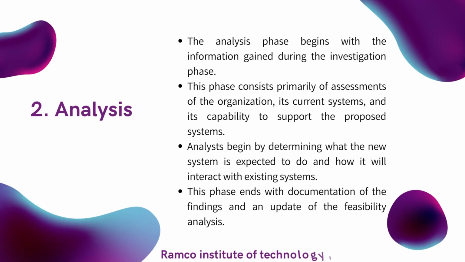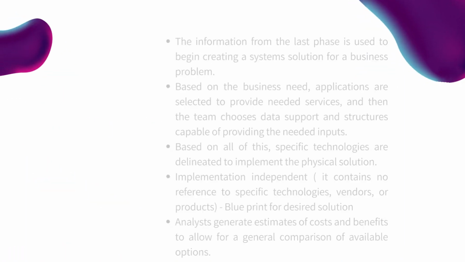Then the analysis phase. The analysis phase begins with the information gained during the investigation phase. This phase usually does assessments that will check the organization has the required capability to support the proposed system. Then the analyst begins by determining what the new system is expected to do and how it will interact with the existing system. This phase finally gives a documentation of the findings and will update the feasibility analysis report.